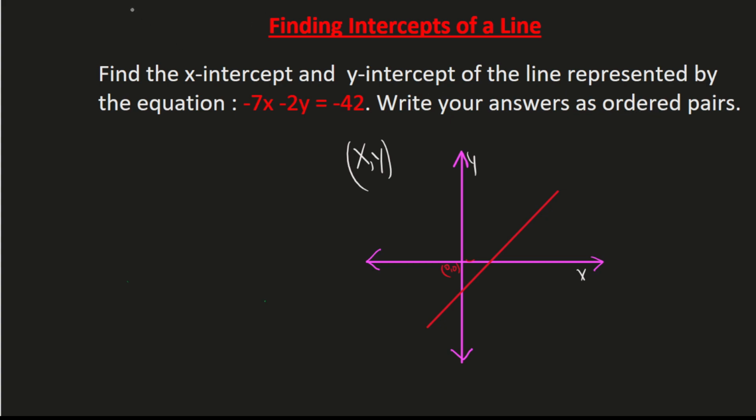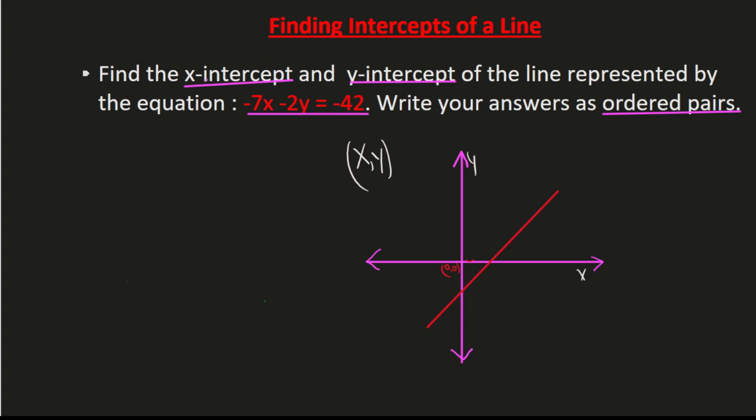We get some keywords here we need to pay attention to. The first one is the x-intercept. We need to talk about x-intercept and y-intercept, those two. And after that, we get the line. This is the equation of the line. And you need to write the answers as ordered pairs. That's what we have here, and we're going to pay attention to all these concepts.